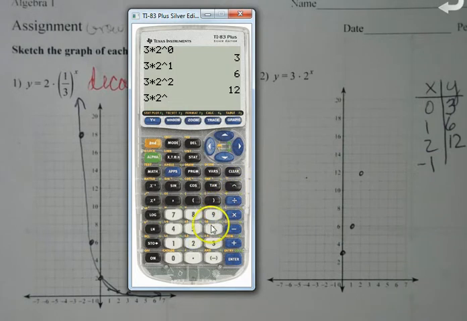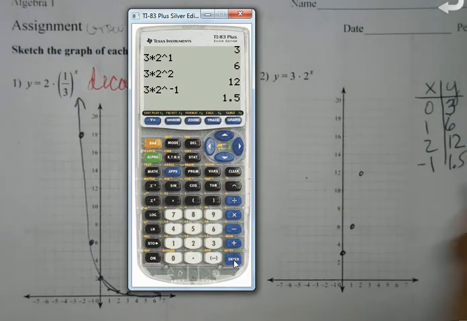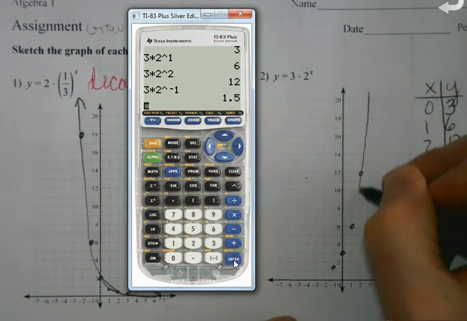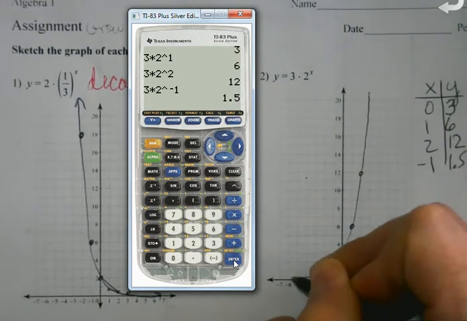Now again, if I'm doing the negative, I need to use the negative button, the one in white, not minus. So let's say I try -1 out. It just lets me see that it's going to keep coming down.